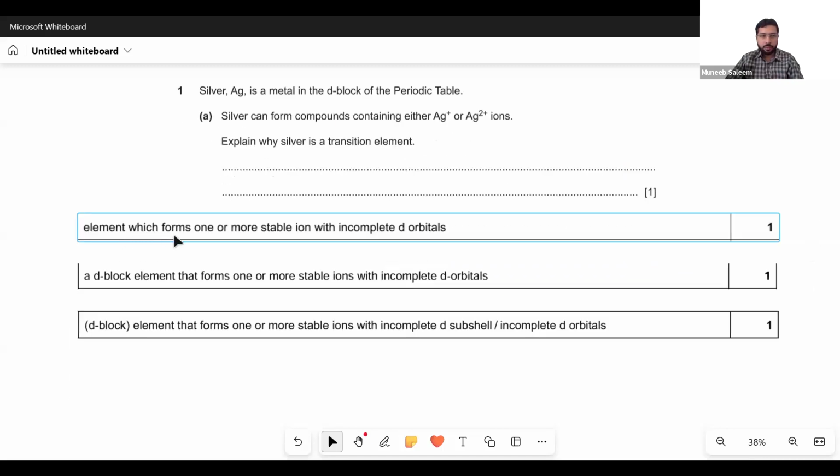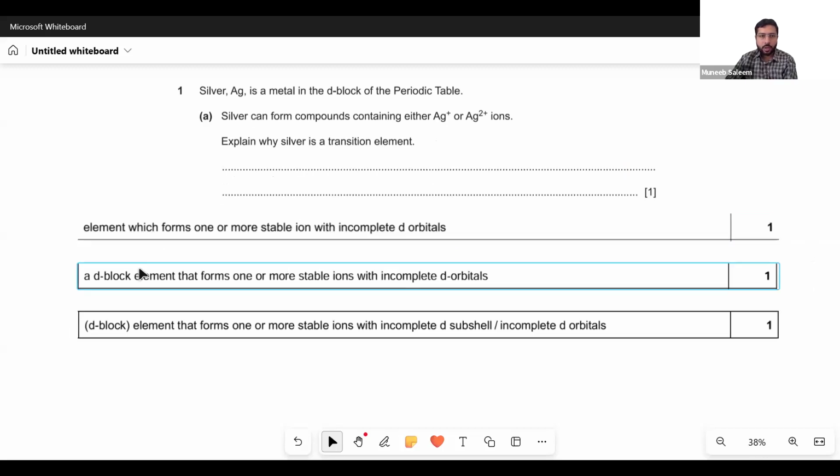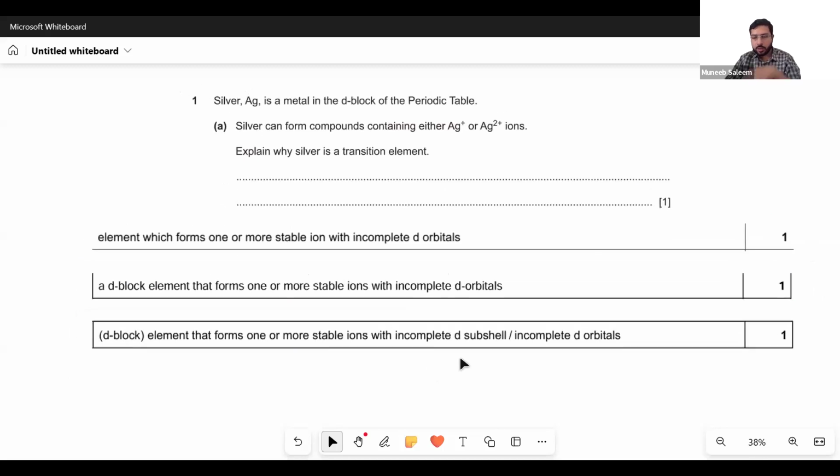We can have: an element which forms one or more stable ions with incomplete d orbitals. You can also write: a d block element that forms one or more stable ions with incomplete d orbitals, or an element that forms one or more stable ions with incomplete d subshell or incomplete d orbital. So these are different ways to answer the same question. Now moving to our next question.